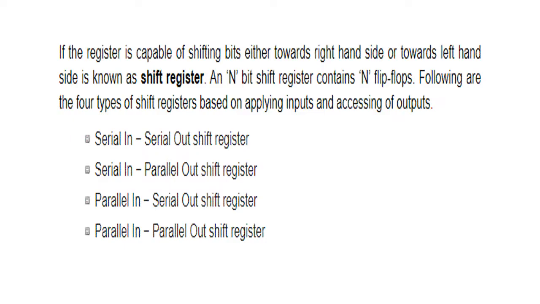If a register is capable of shifting bits either towards the right hand side or towards the left hand side, it is known as a shift register. That is, the bits are shifting in a register. An n-bit shift register contains n flip-flops, where each flip-flop will be storing only one bit. The different types of shift registers based on applying inputs and accessing of outputs are serial in serial out shift register, serial in parallel out shift register, parallel in serial out shift register, parallel in parallel out shift register.